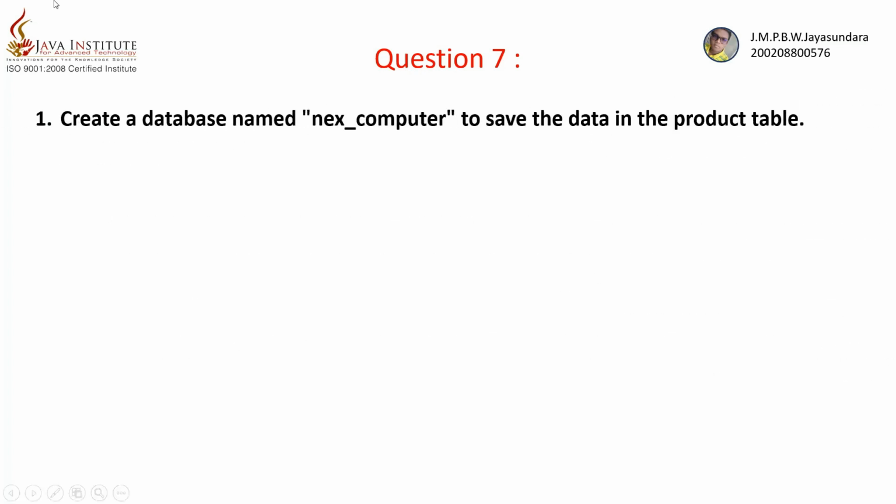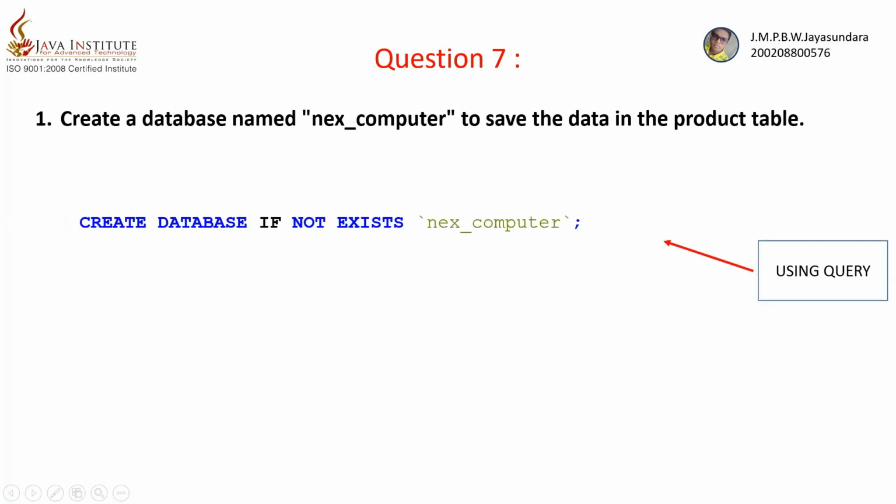So let's discuss our first question. It says, create a database name Next Computer to save the data in the product table. We can create this using two methods. First one is using a query and the second one is using a manual method. So when we use a query, we need to say create database if not exists, because we need to check whether this database already exists within our database management system or not. Then we have to give the relevant database name. In this case, it's Next Computer.